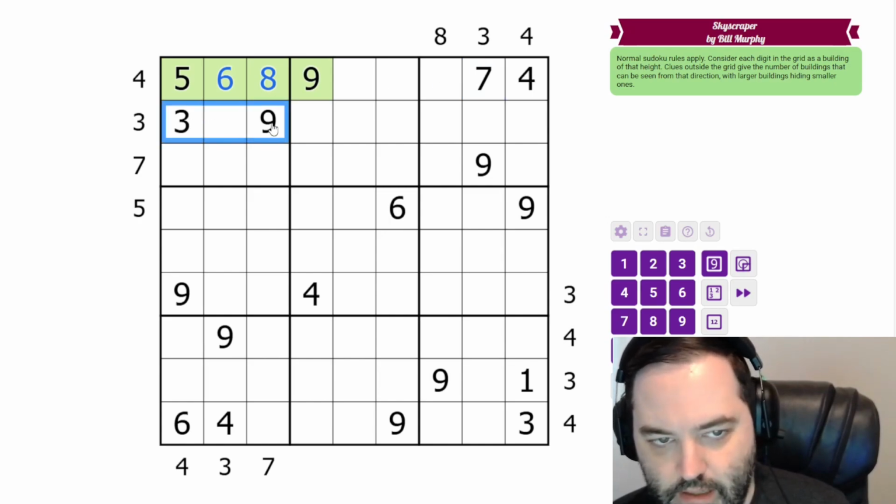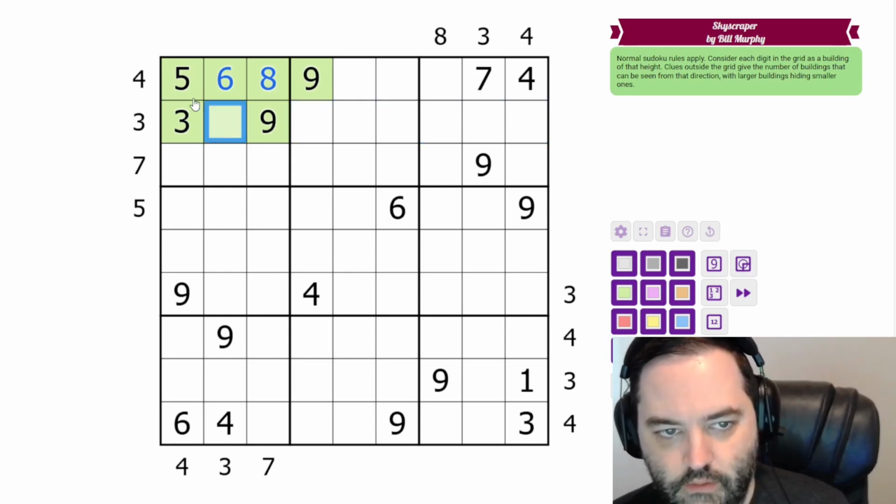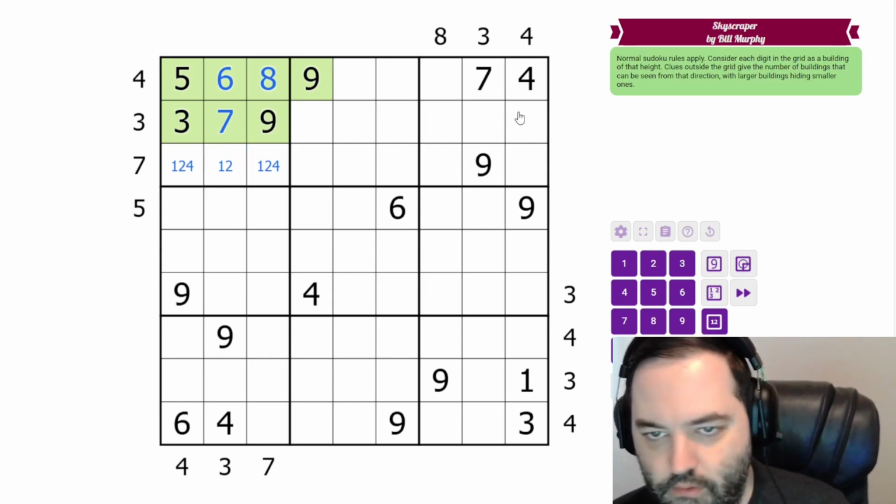Now the 3, 9 here, we need something bigger than 3. This is a 3 clue, so again, these are going to be our 3 cells, because we can't see past the 9. This can't be 5, 6, 8, or 4, so this is 7. And then these cells are 1, 2, 4. That's not a 4. So we're going to do this sort of thing around the grid.